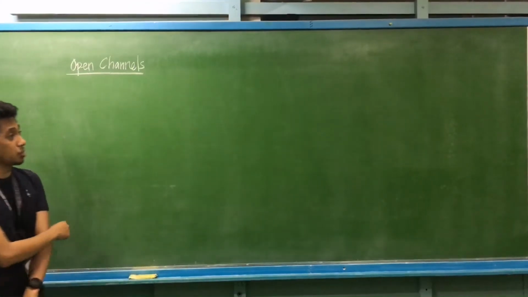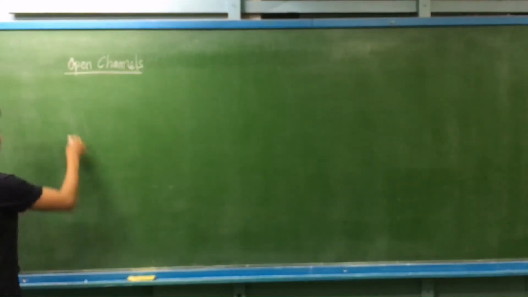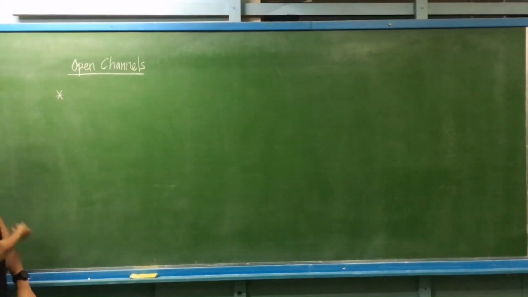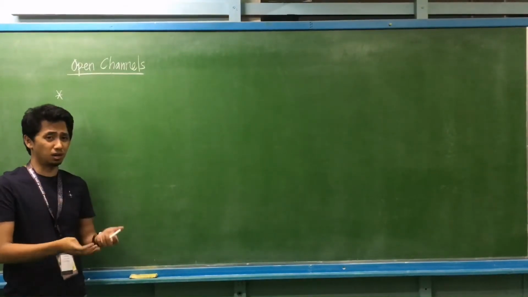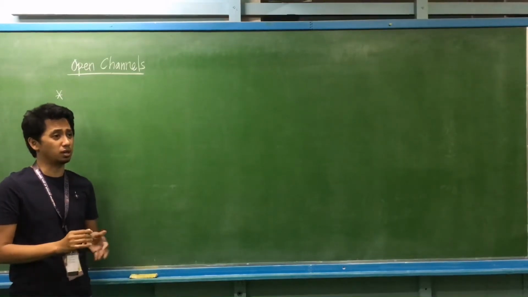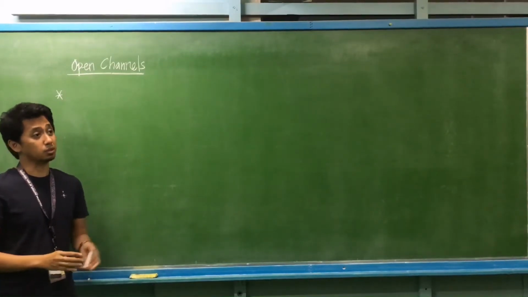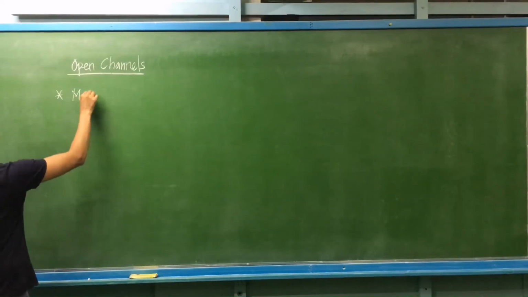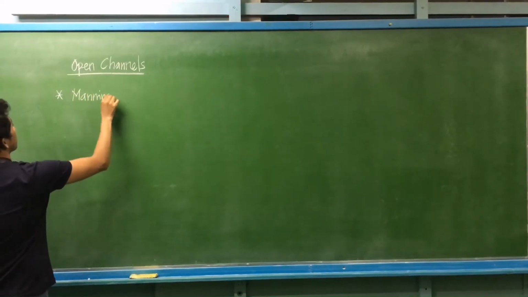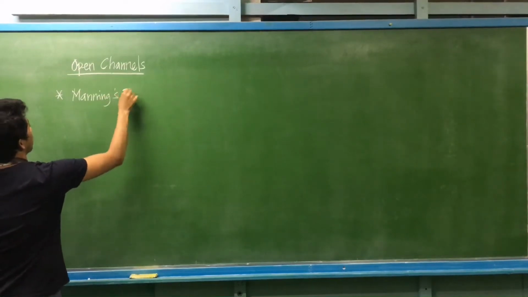This is open channel. The most popular topic when it comes to open channels is the analysis of canals used for irrigation: how to compute the discharge, what the depth will be, and so on. For open channels, what is most used is Manning's formula.